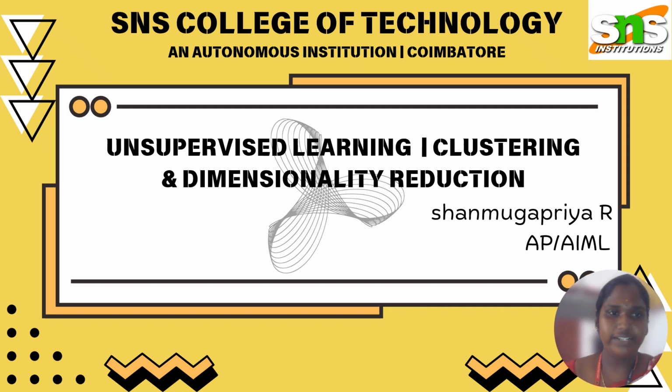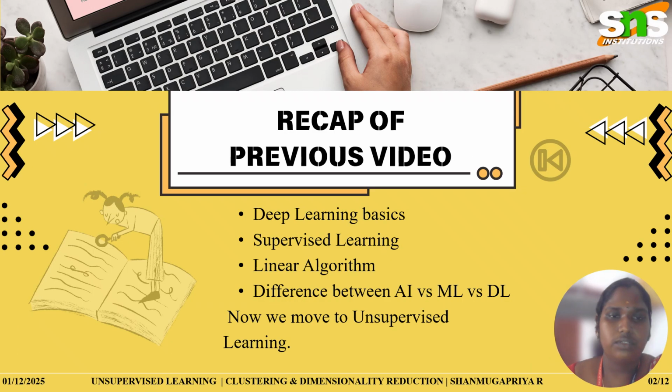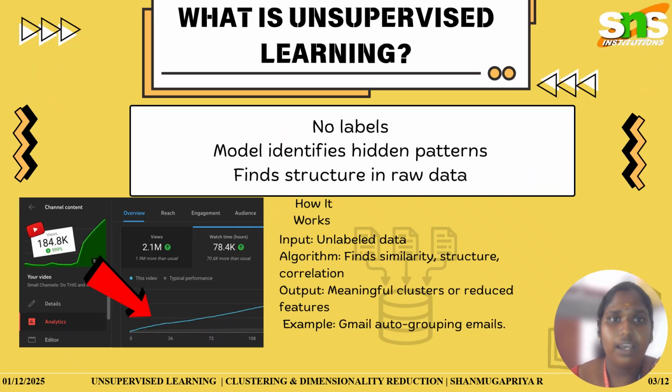Now we are going to see unsupervised learning. On that, we will see clustering and dimensionality reduction in this video. In the previous video, we saw what supervised learning is, the basics of AI, ML, and deep learning, neural networks, and so on, and supervised learning and linear algorithms. In this video, we are going to see what unsupervised learning is, what clustering is, what the real life examples are, and KNN algorithms are some of the types.